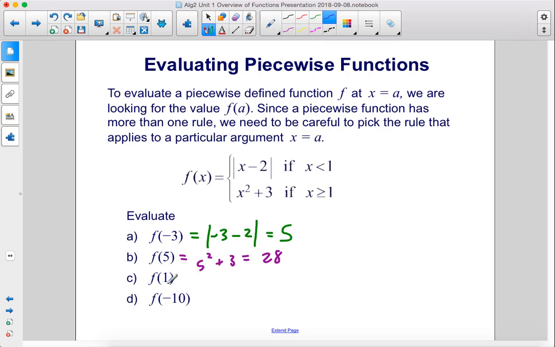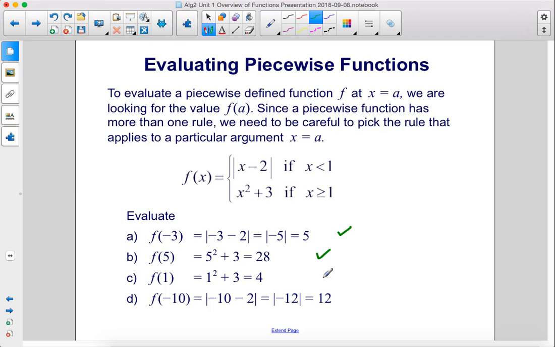All right, f of 1. So if x equals 1, we're going with this rule. So we have 1 squared plus 3, which equals 4. Finally, f of -10, we're going with this rule since x is less than 1. So the absolute value of -10 minus 2 gives us 12. And here are all of our answers.